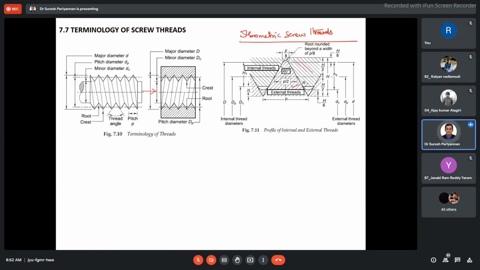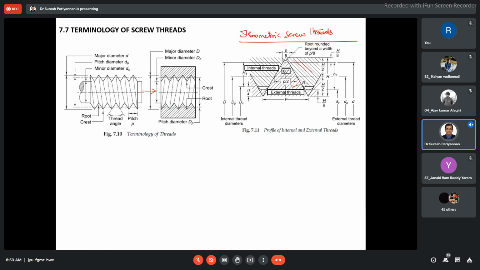Now, see here. Mostly we are using V threads. For most applications, we are using V threads because a V thread has high friction as well as high torque, and less possibility of loosening the two components, the nut and bolt. And V threads have higher strength. V threads can also be easily made.